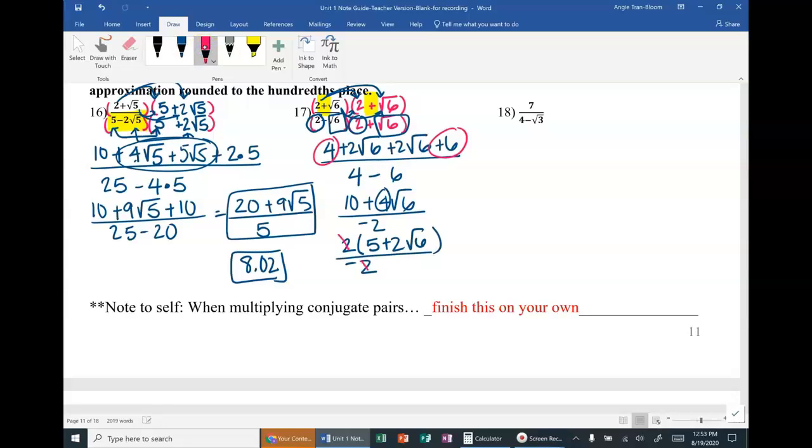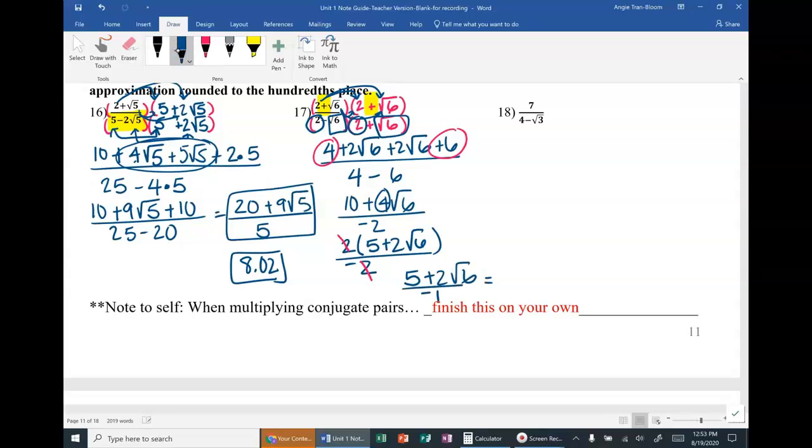Now we can simplify, divide both top and bottom by a 2. Then I'm going to end up with 5 plus 2 radical 6 divided by negative 1. Well, that's really not pretty, so what you want to do is divide negative 1 into both terms on the numerator to get negative 5 minus 2 radical 6. This is the final answer. I do need you to go and punch it in your calculator to give me your decimal approximation.